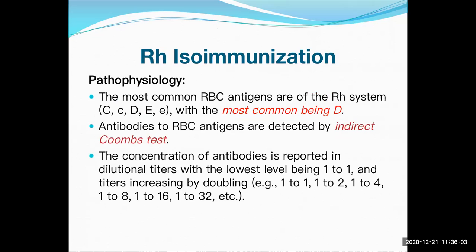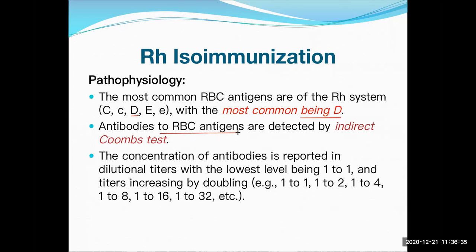Now, what is the pathophysiology of this Rh isoimmunization? So let's clarify that. Regarding the pathophysiology, the most common RBC antigens are of the Rh system. And the predominant one among them is D. That's why it is known as D antigen. There are some others, but let's not deviate. The important one is D here. So this is also known as D antigen positive.